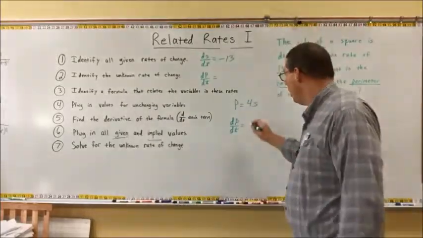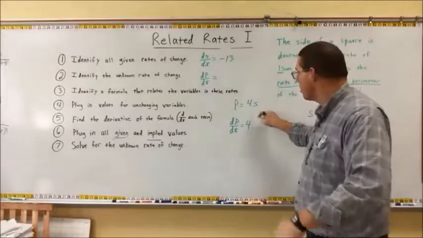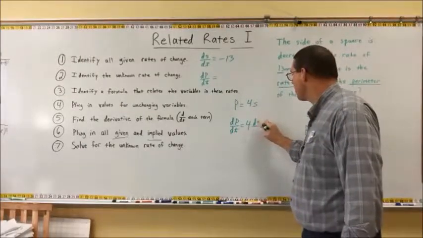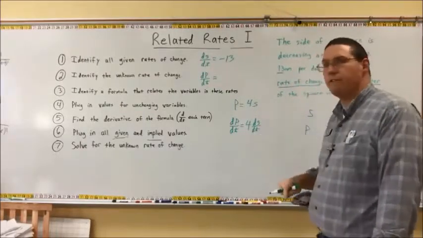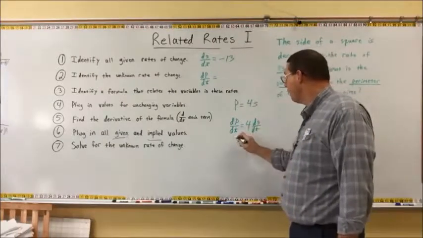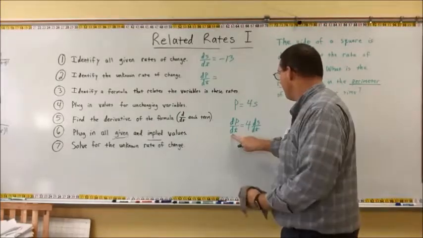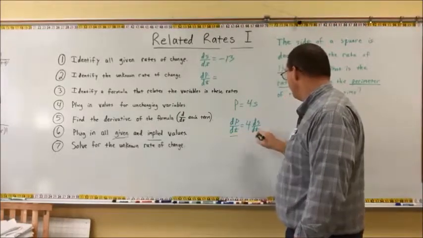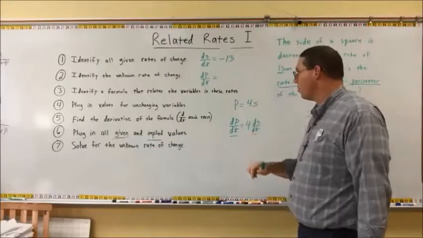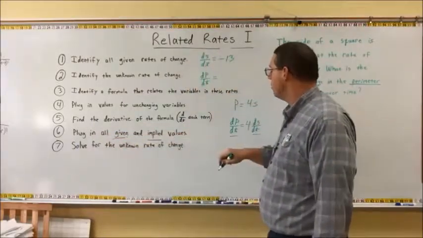But because we are doing the derivative with respect to t, not s, we have to put on a ds/dt. We have to put on a conversion factor. And so now here's our derivative. We only have 2 variables. We have dP/dt right here, and we have ds/dt. That's only 2 variables. So now for step 6, plug in all given and implied values.